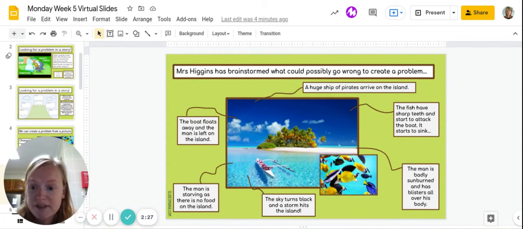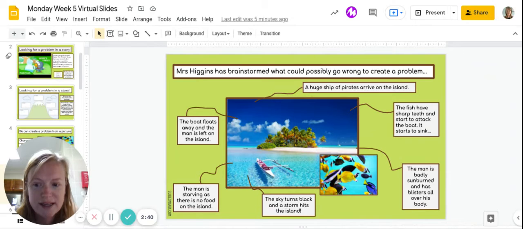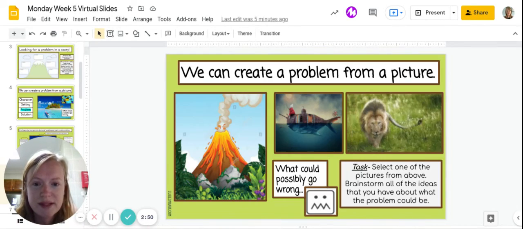Maybe the man is starving, your character in the story is starving and has no food. There's nothing on the island. How will he solve that problem? Maybe the boat floats away and your character's left stranded. My goodness, how would we go and find a stranded man? These are lots of problems. So this image has given us lots of ideas about how we could write about a problem in a story.